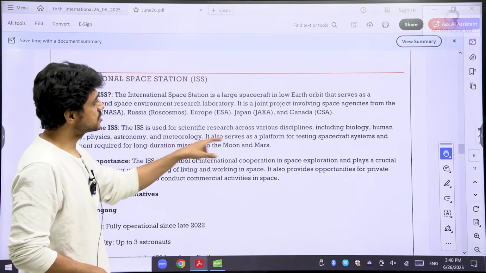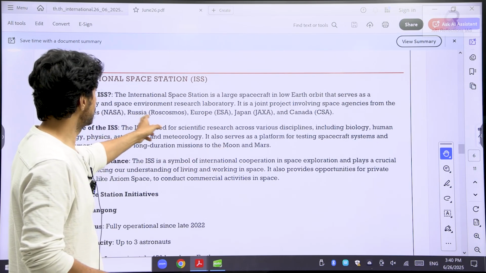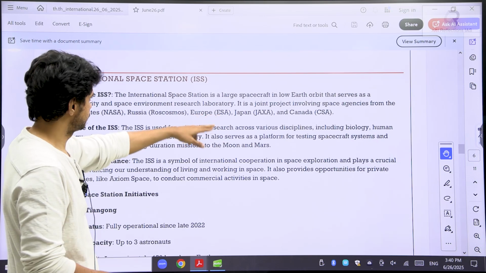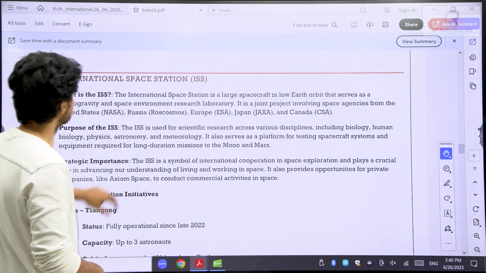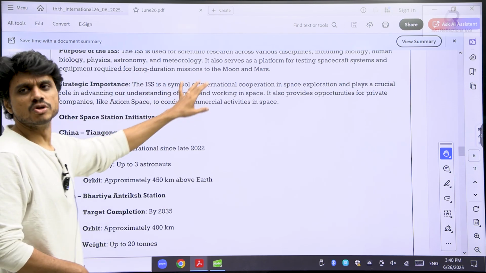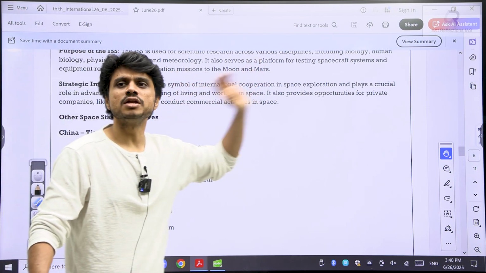This International Space Station is a collaboration of these countries: USA, Russia, Europe, Japan, and Canada. This will be decommissioned after 2027 or 2028. There will not be any International Space Station.